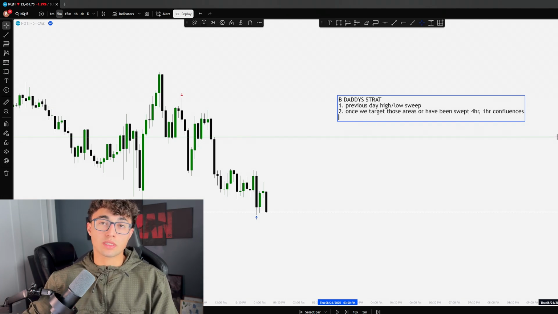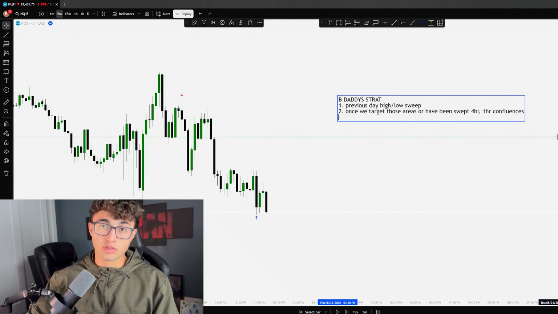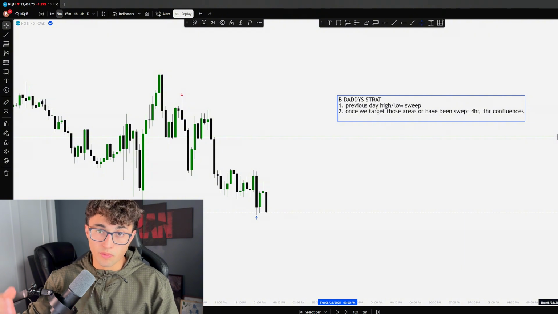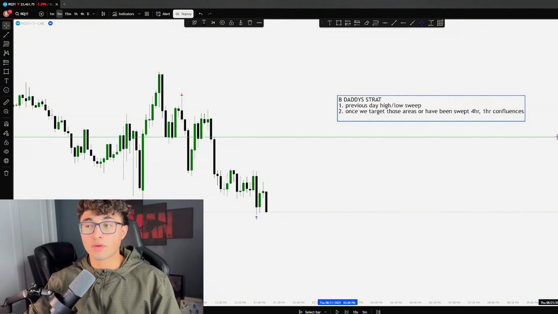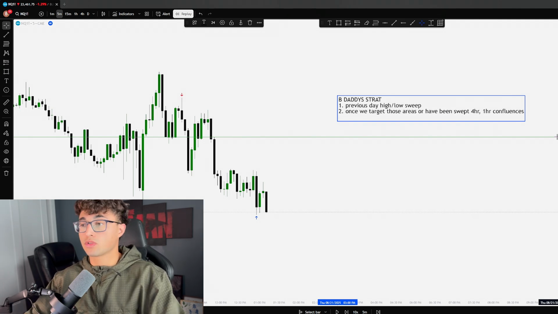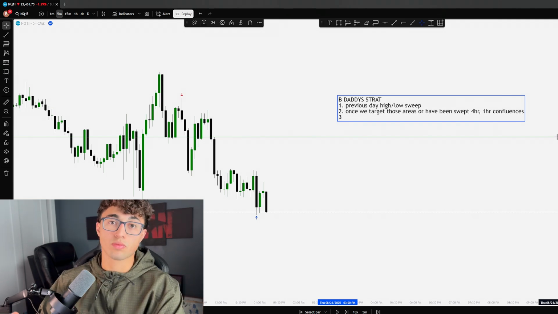So today, price did not sweep the previous day lows or previous day highs. And it was a bearish day yesterday, so we were targeting the lows. So we went down to our 4 hour and 1 hour. We spotted a bearish fair value gap on both the 4 hour and 1 hour. So we used those confluences to really combine our market structure and form a daily bias.